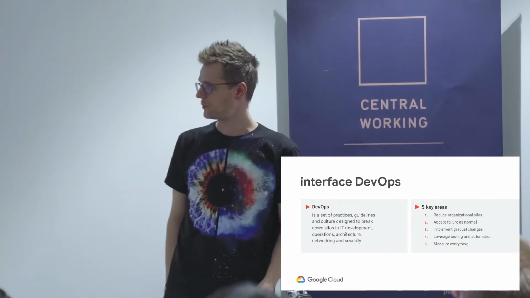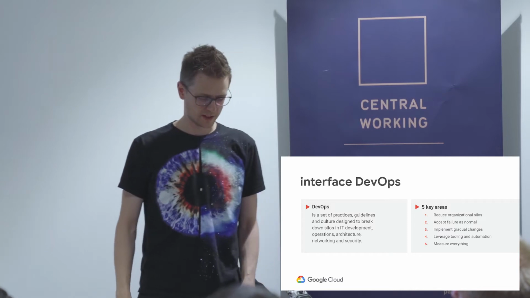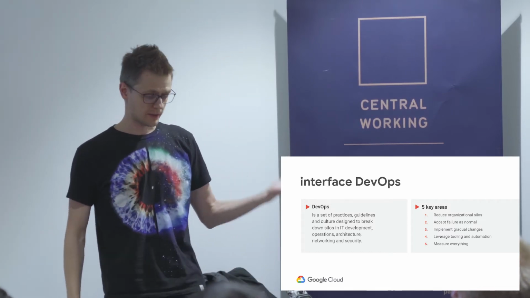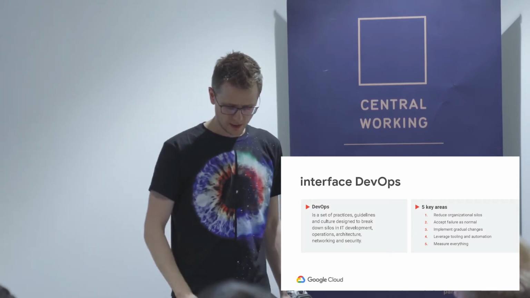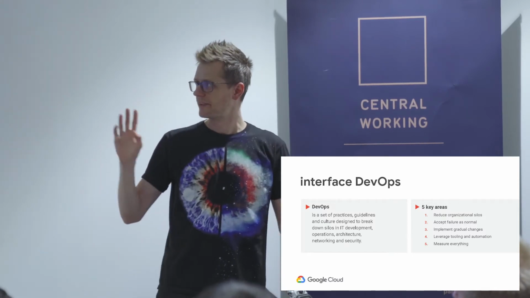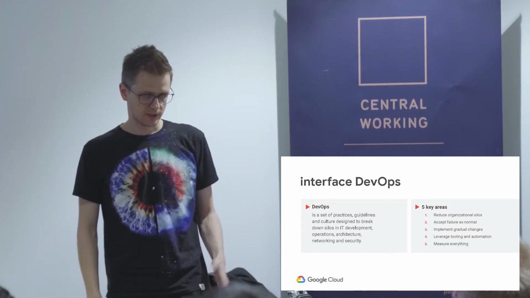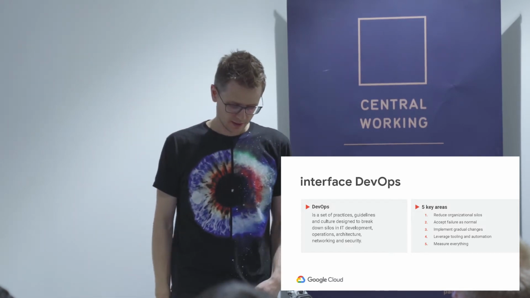Then we want to remove the human error as much as possible. So that means using tooling and automation to do things that would otherwise be done manually. And finally, measuring everything is very important, because you can't really improve what you don't measure. So throughout the rest of this presentation, I'll try to refer to these areas and point out how SRE is doing a very similar set of things.